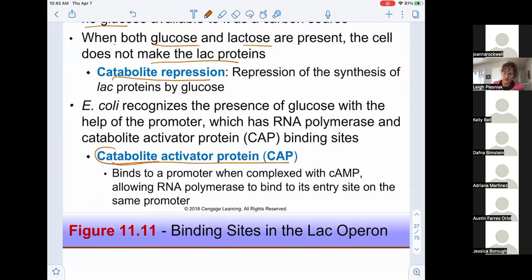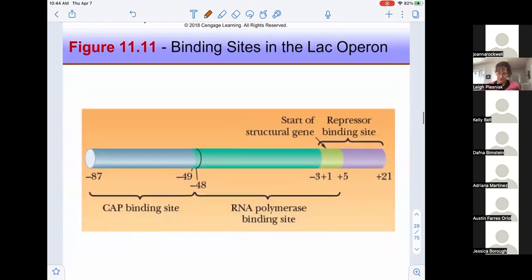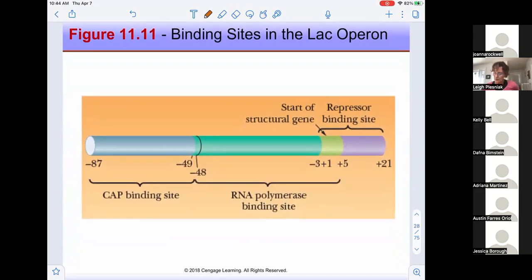And the protein that does that is CAP. It binds to the promoter when complexed with cyclic AMP, and it allows RNA polymerase to bind to its entry site on the same promoter. Okay, so we have +1, the upstream region here where RNA polymerase binds, and this is the repressor binding site, that means it's downstream, and this is the CAP binding site here.